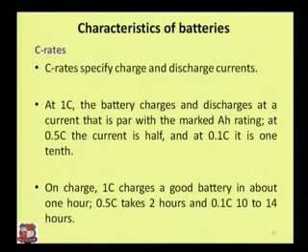Okay, next parameter is C rates. C rates specify charge and discharge currents. Those things tell us how much time the battery takes to charge and how much time it takes to discharge. If it is written at 1 C, the battery charges and discharges at a current that is on par with the marked ampere rating. So at 0.5 C the current is half, and at 0.1 C it is 1/10. On charge, 1 C charges a good battery in about 1 hour, 0.5 C will take almost 2 hours, and 0.1 C will take almost 10 to 14 hours. So this is an important parameter.